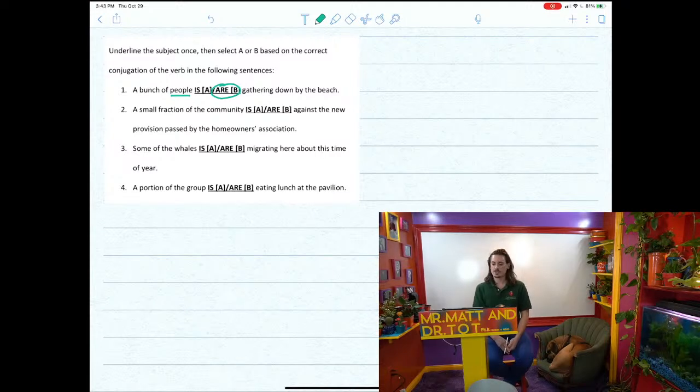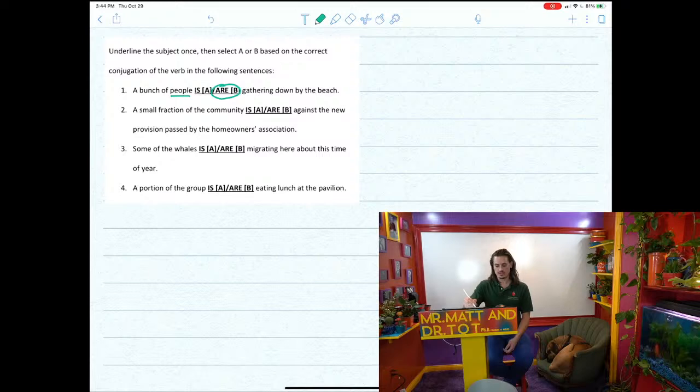Number two, a small fraction of the community is or are against the new provision passed by the Homeowners Association. So we're guided by the noun after of because we're talking about a small fraction of something. So the subject here is community. Community is singular. So we need a singular verb, is.